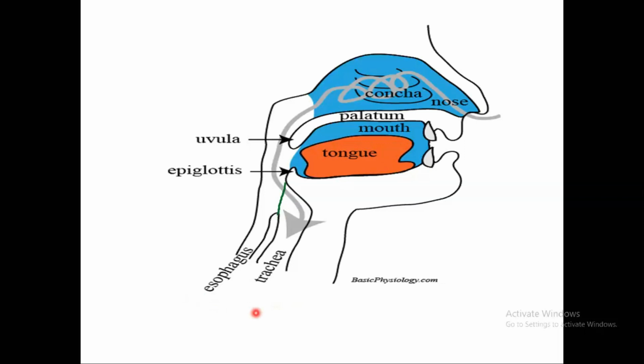Then once food reaches the esophagus, there is a special kind of movement. That movement is known as peristalsis. What is it called? It is peristalsis.